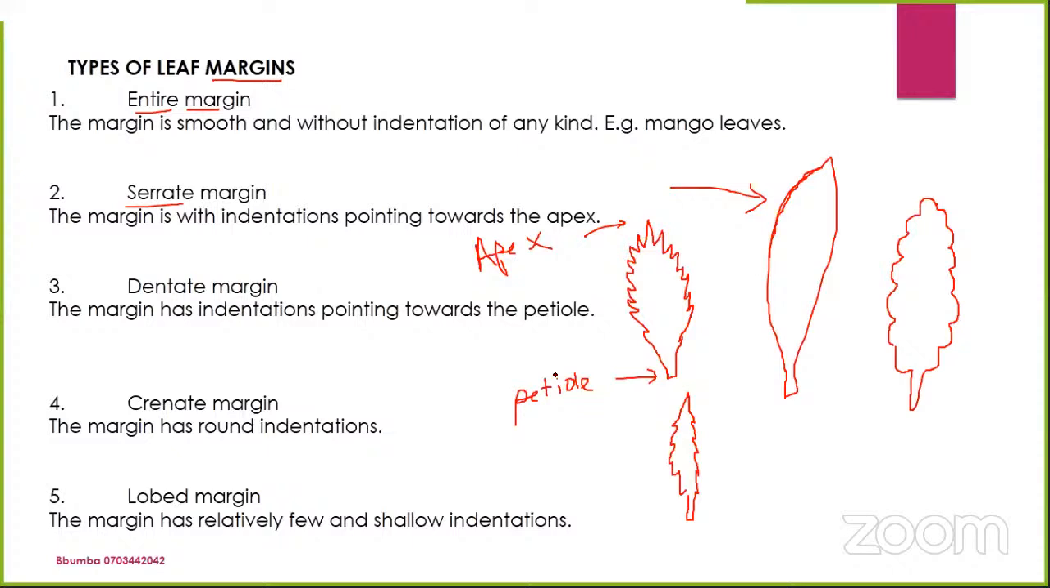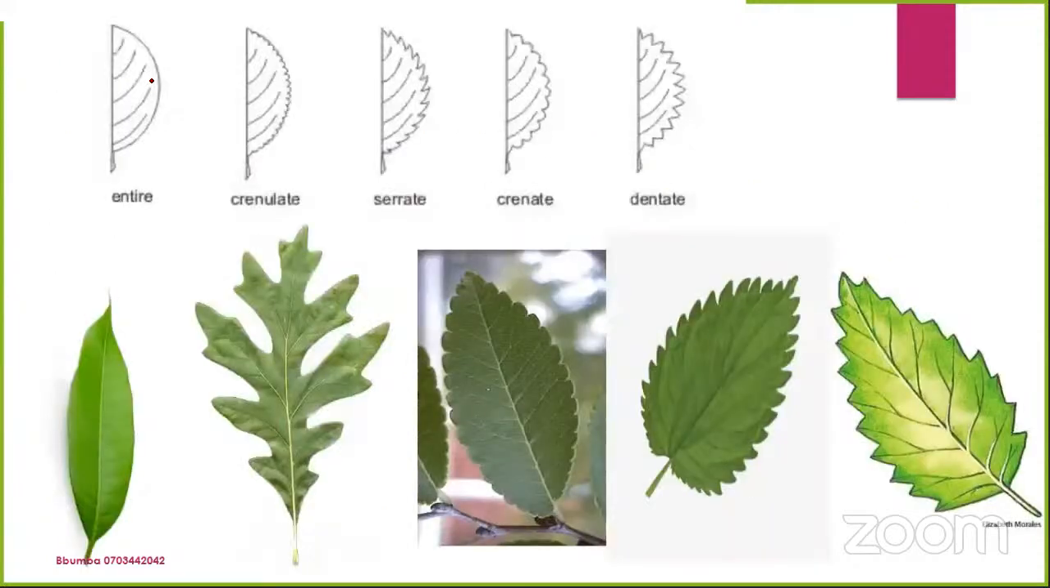And then a lobed margin is one with those lobes like that. It would be a lobed margin. So these are the lobed ones, okay? Now, in summary, you can see this is entire.